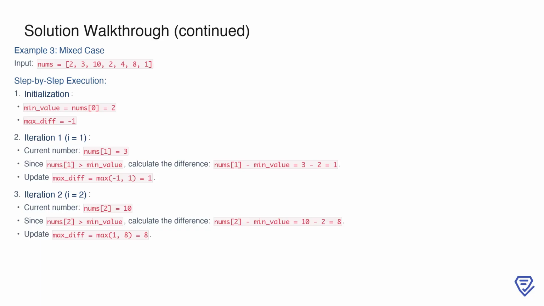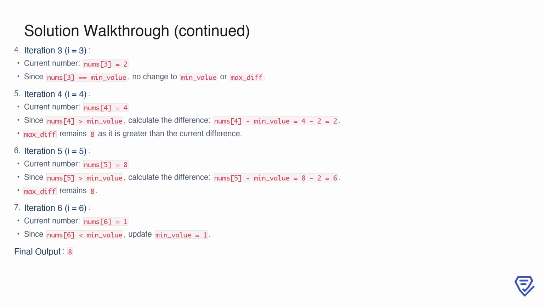Next, we move to nums[2], which is 10. Since 10 is greater than min_value, we calculate the difference, 10 - 2, which equals 8. This is larger than the current max_diff, so we update max_diff to 8. Now, we evaluate nums[3], which is 2. This is equal to the current min_value, so there's no change to either min_value or max_diff.